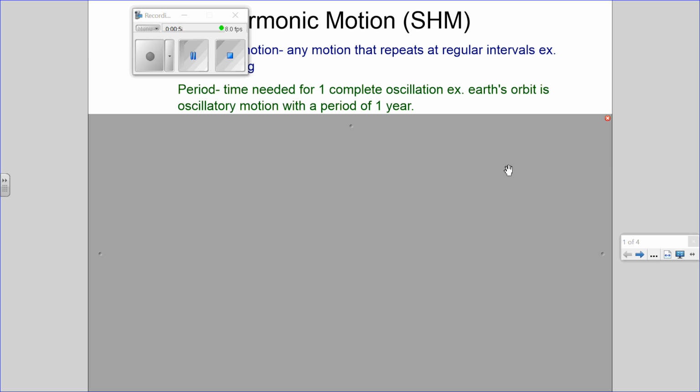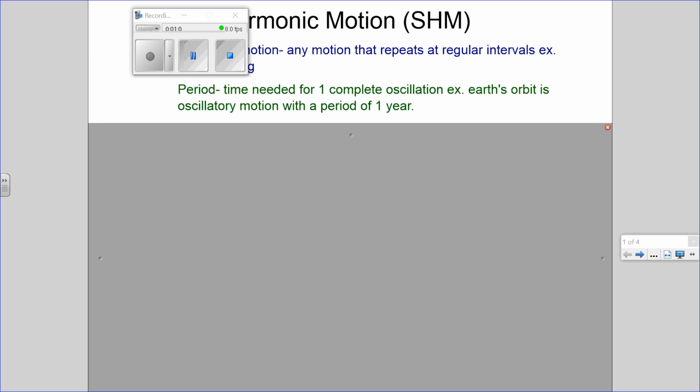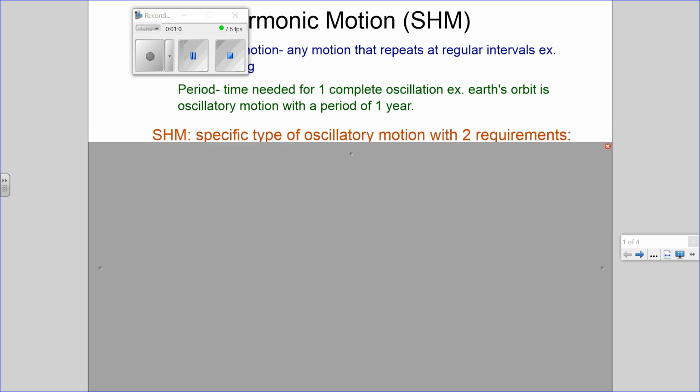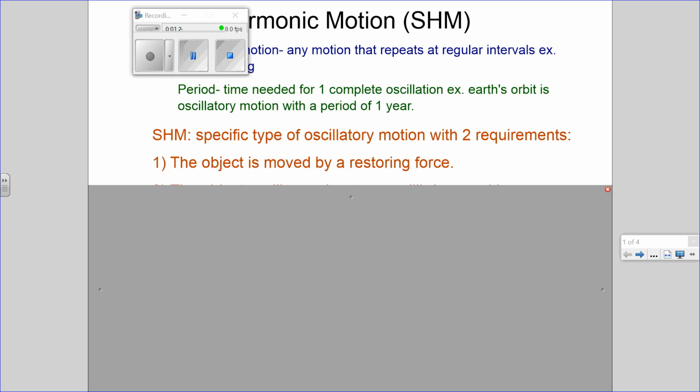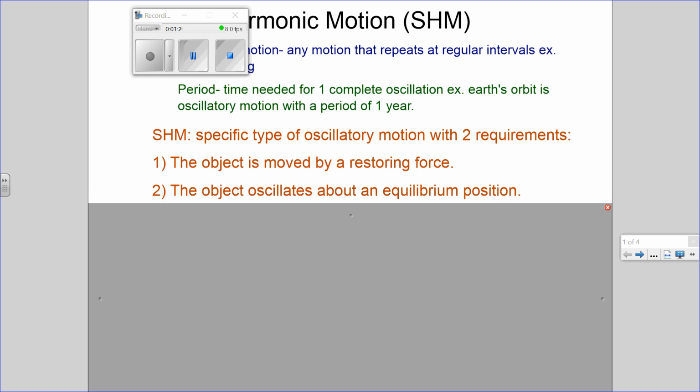And so now let's go on to simple harmonic motion. Now, simple harmonic motion is oscillatory motion, but it has two requirements. For it to be simple harmonic motion, there has to be two things. The first, that object has to be moved by something called a restoring force. And secondly, the object will oscillate about something called the equilibrium position.